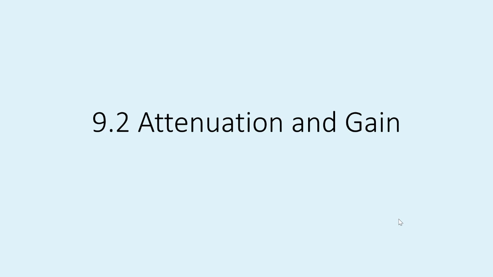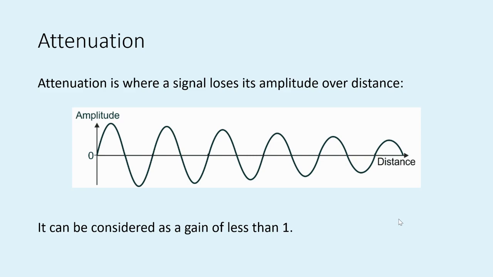Chapter 9, Part 2, Attenuation and Gain. Attenuation is where a signal loses its amplitude over distance. In other words, the voltage is decreasing over time. Frequency, it's important to note, will not be decreasing. Basically, this is just a gain that's less than 1.